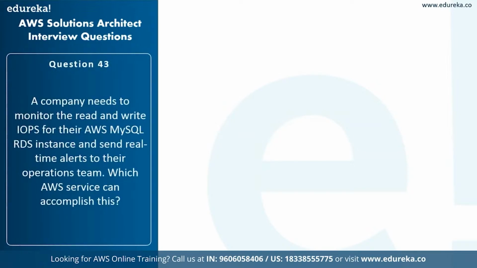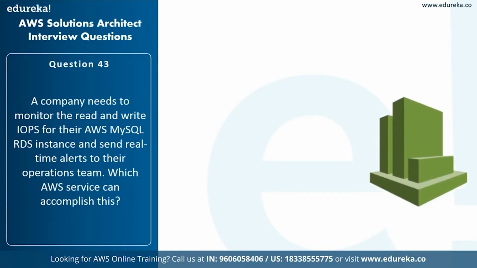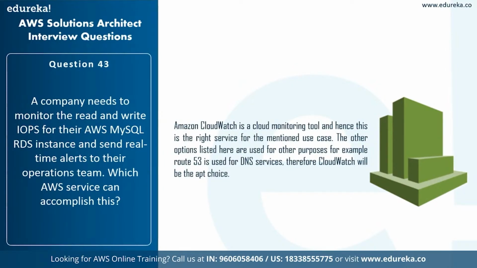Moving on to the next question. A company needs to monitor the read and write IOPS for their AWS MySQL RDS instance and send real-time alerts to their operations team. So which AWS service would be able to accomplish this? Talking about the different services that we have in AWS, like the Amazon Simple Email Service, CloudWatch, Amazon Simple Queue Service, and Route 53, here we can go for Amazon CloudWatch. Now, this is a cloud monitoring tool, and hence this is the right service for the mentioned use case. Now, the other services can be used for other purposes, like you can use Route 53 for DNS services. Thus, for this particular case, you should opt for the CloudWatch service in Amazon. And this will be the apt choice.